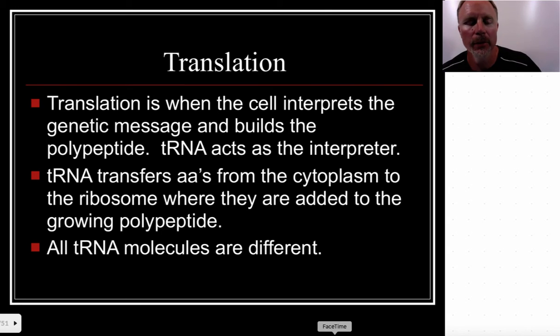All right, in Chapter 17, Part 3, we talked about the translation. So in the AHL portion of Chapter 17 for Part 4, we're going to talk about the idea of translation and how the whole process occurs.